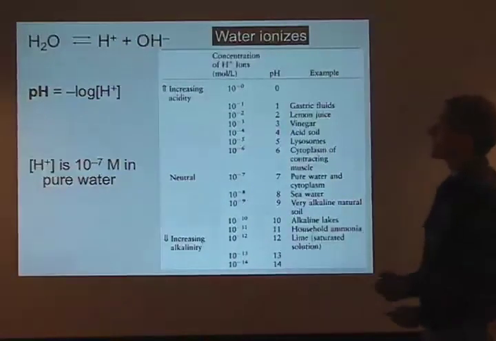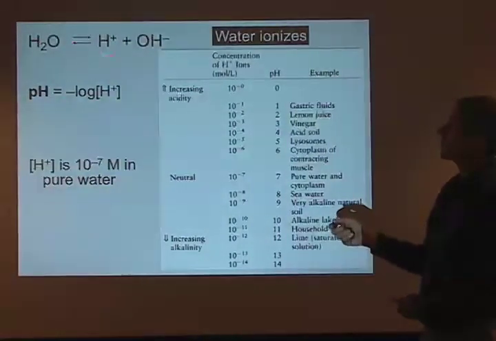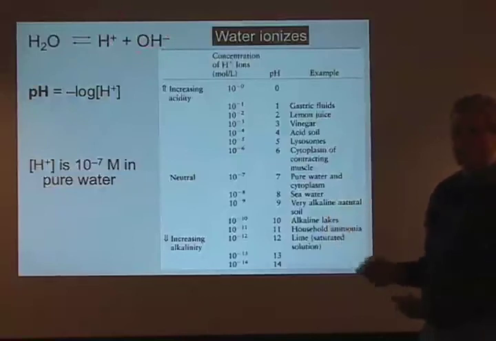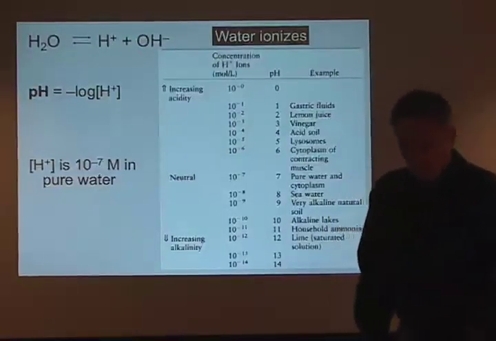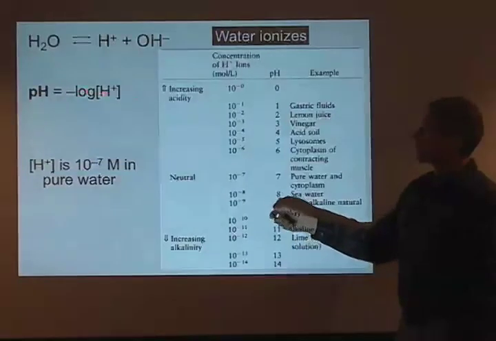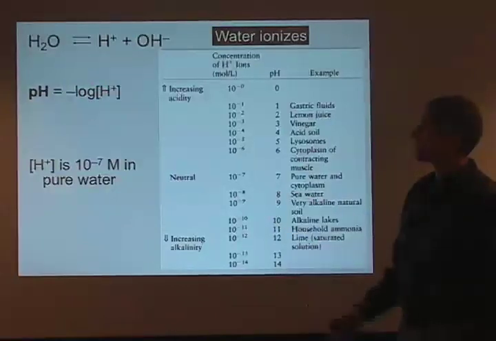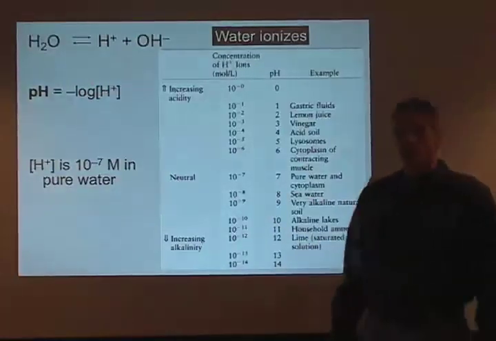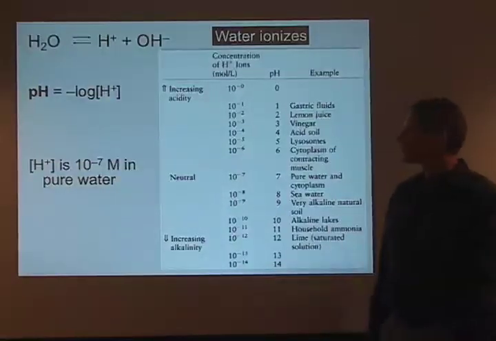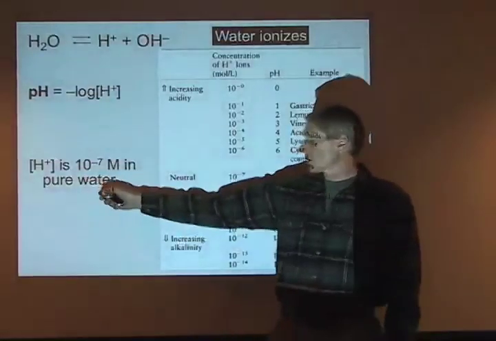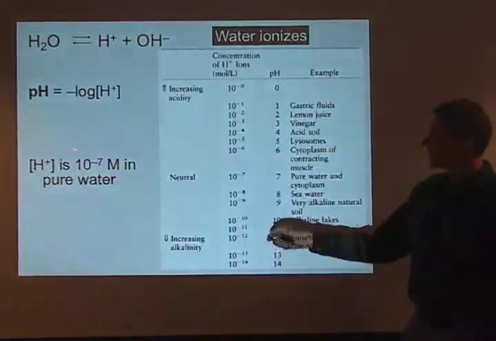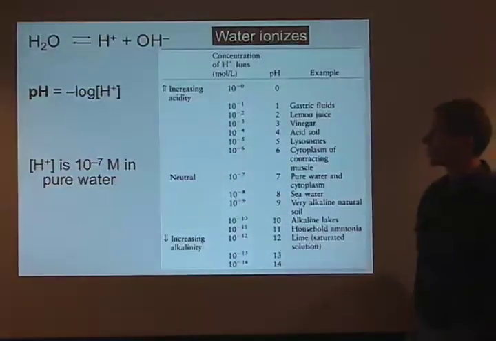Water ionizes. H2O is in equilibrium with a proton, H+, and a hydroxide ion, OH-. The pH is the negative log of the hydrogen ion concentration. So pH 7 is neutral, and that means that the concentration of hydrogen is 10 to the minus 7th molar in pure water.